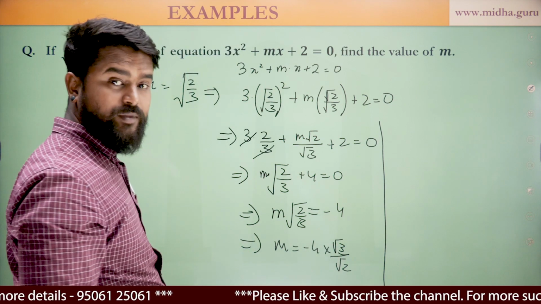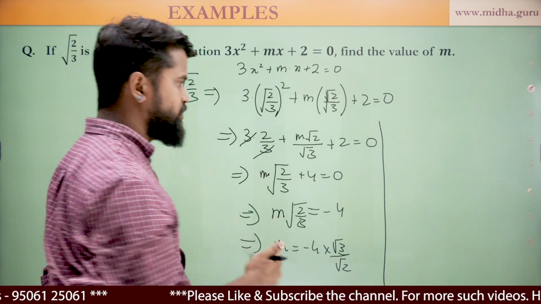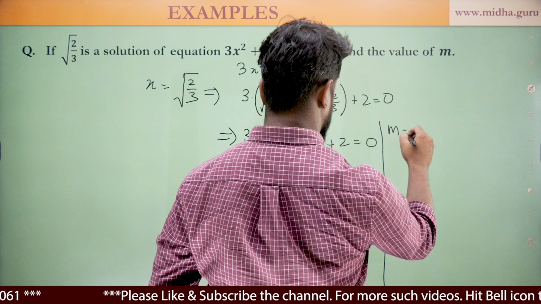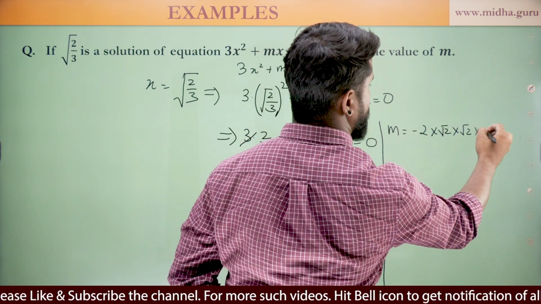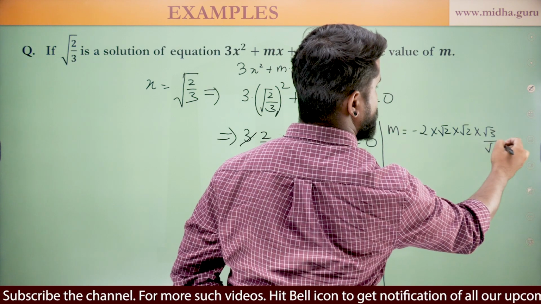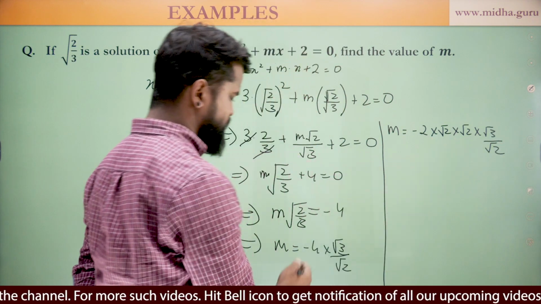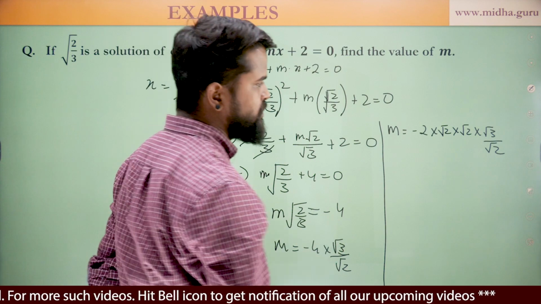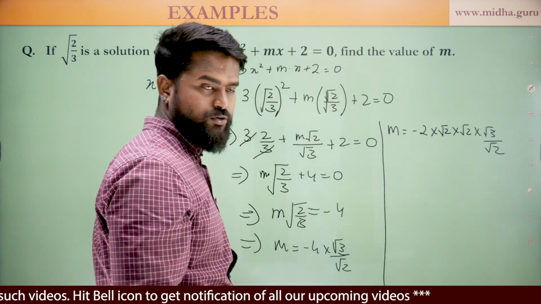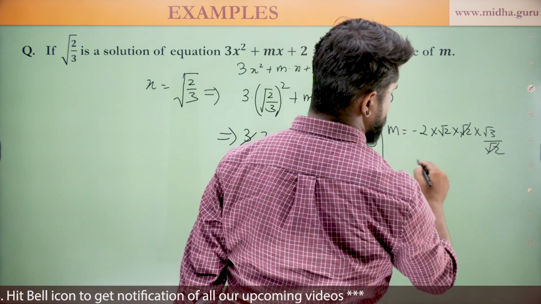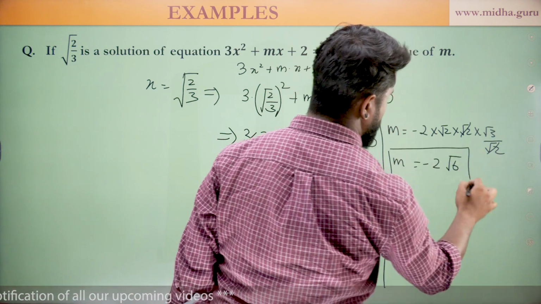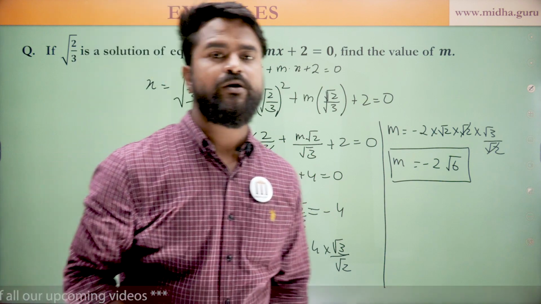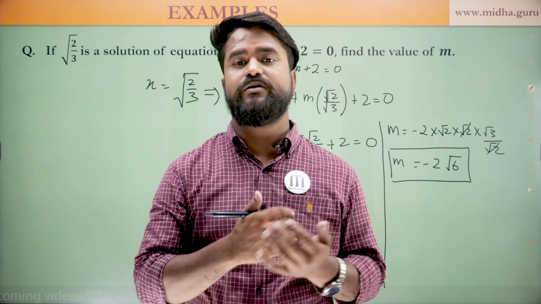Now we know that 4 can be written as 2 into 2, or 2 can be written as root 2 into root 2, sorry. So I'll say minus 2 into root 2 into root 2 into root 3 by root 2. So don't be confused as to what this is. If I can write minus 4 as 2 into 2, I separated one 2 as root 2 into root 2. And now we'll cancel this out. So we get that m is equal to minus 2 root 6.